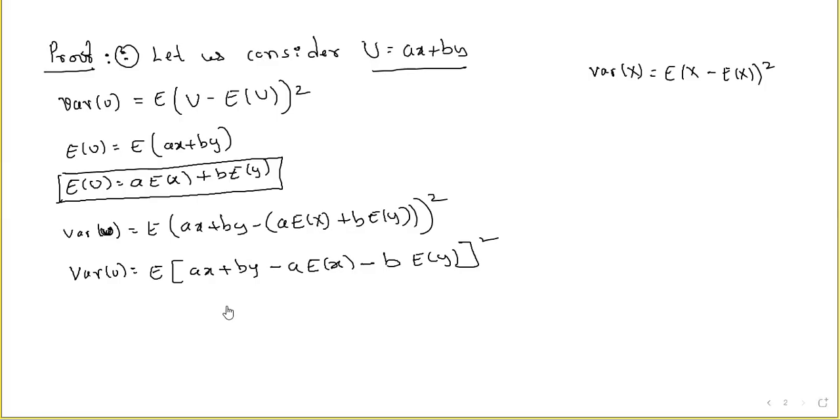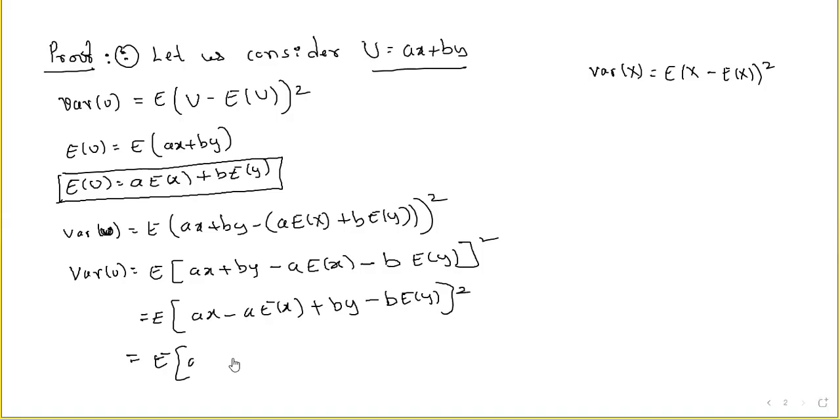So here, expected value of ax minus a into expected value of x, plus by minus b into expected value of y, we'll consider its whole square. This is equal to expected value of, here I will take a common, a into x minus expected value of x, plus b into y minus expected value of y, we'll take b common here, and the whole thing squared, right?